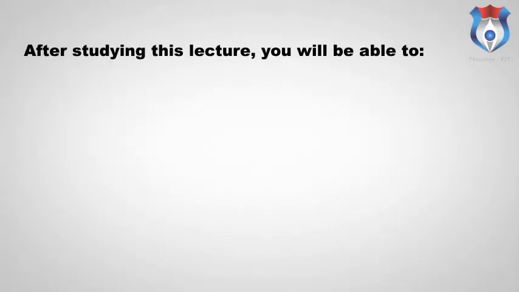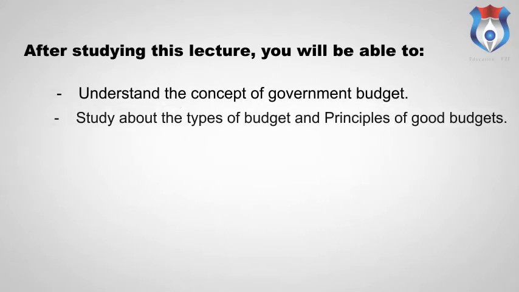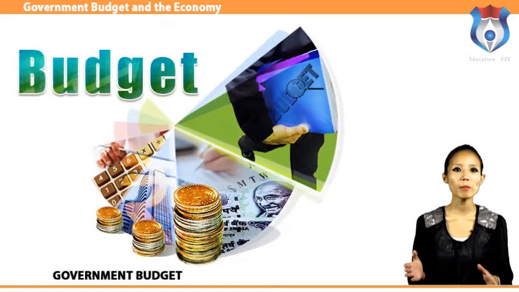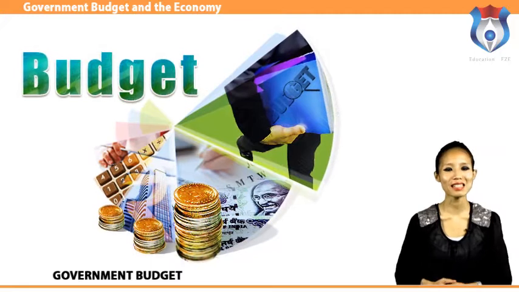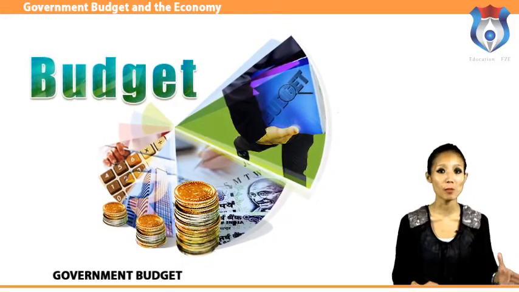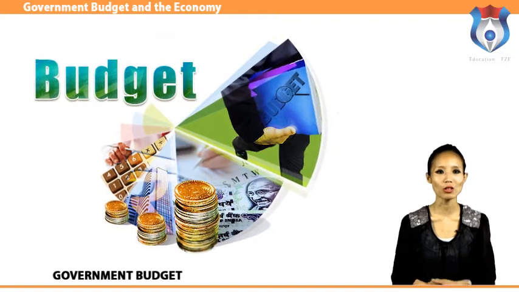After the completion of the lecture, you will be able to understand the concept of government budget, study about the types of budget and principles of good budget, study about the types of government receipts and expenditure, and understand the concept of deficit. Government budget. Government budget is the statement of estimates of the government receipts and government expenditure during the period of the financial year.